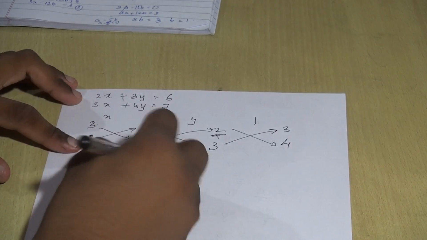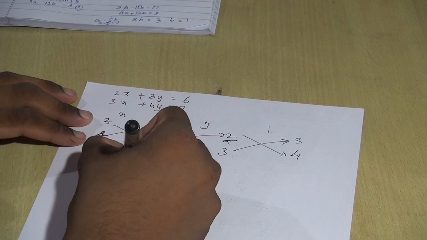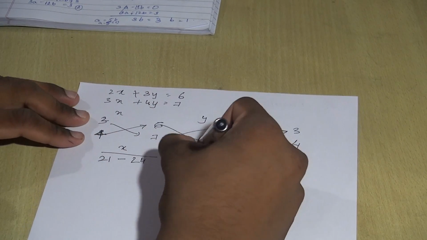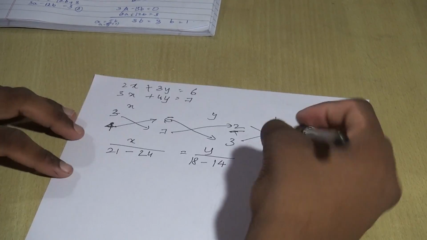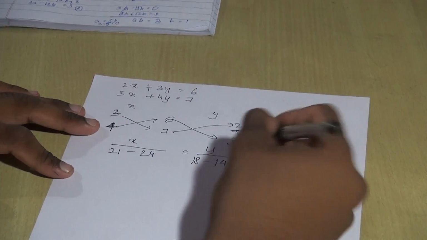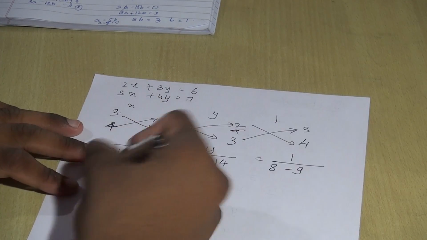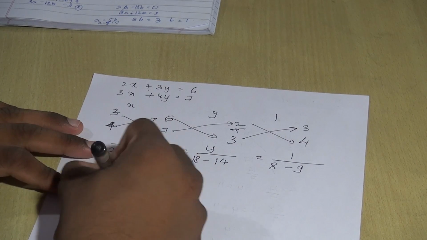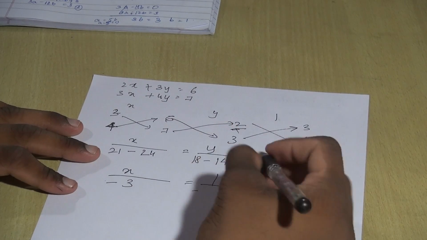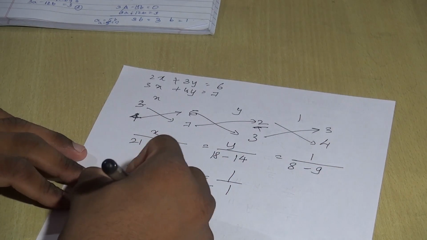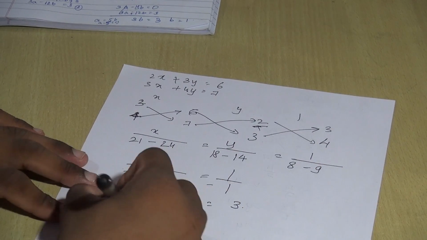So we get x by 3 into 7 is 21 minus 24, is equal to 1 by 6 3s are 18 minus this thing, is equal to 1 by 8 minus 9. Correct. Now if you equate x by minus 3 is equal to 1 by minus 1, you get x is equal to minus 3 by minus 1, which is equal to 3. So x is equal to 3.